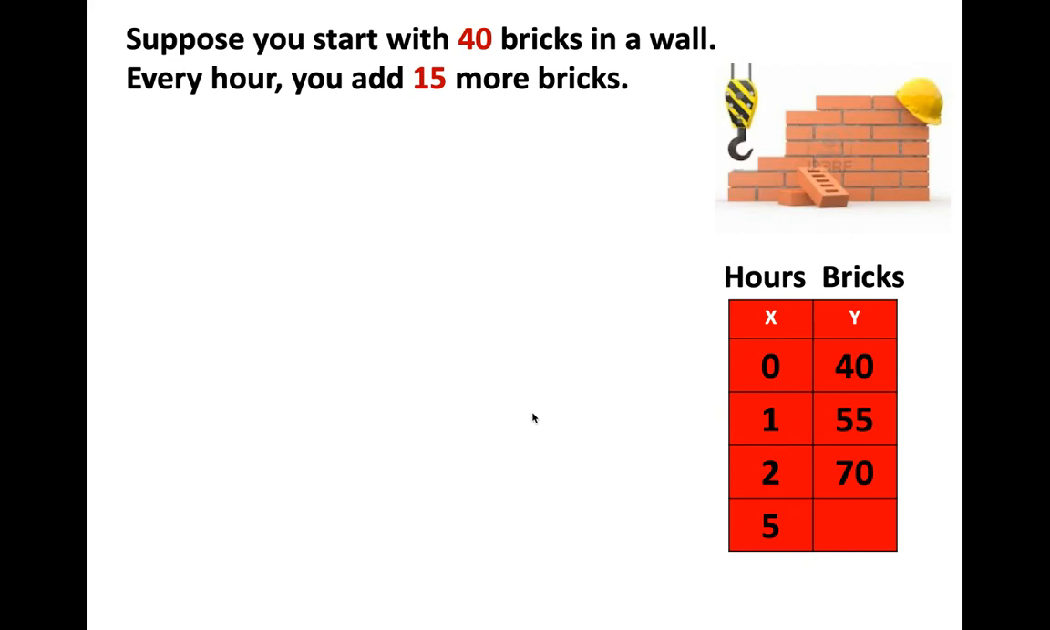Okay. What about 5? Now, this is when it gets tricky because we just skipped some. We could stretch out that table and just keep counting by 15. But there's got to be a faster way, because what if that wasn't 5? What if that was 500? So there's got to be a faster way.